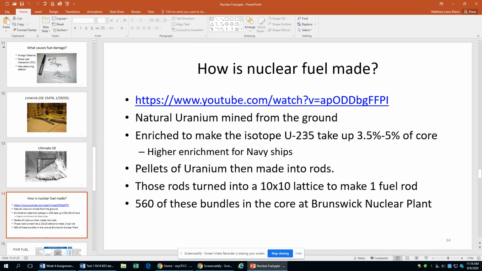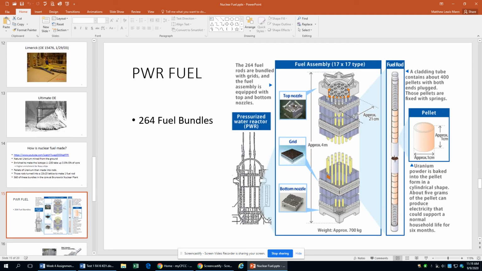They're going to make this uranium-235, 238 mixture into pellets, and then put those pellets into rods, and then put those rods into our bundles, right? Our 10 by 10 lattice. Whenever you all are in the classroom next, in the front left corner, you can see one of these lattices. And there's 560. There we go. For some reason, this number slipped my mind. There's 560 of them at the Brunswick nuclear plant.